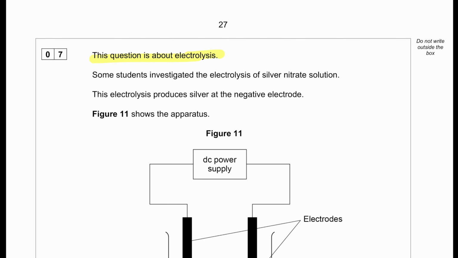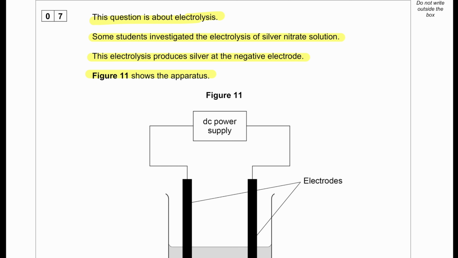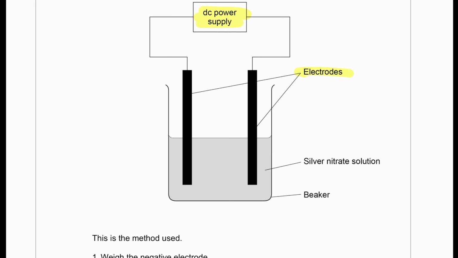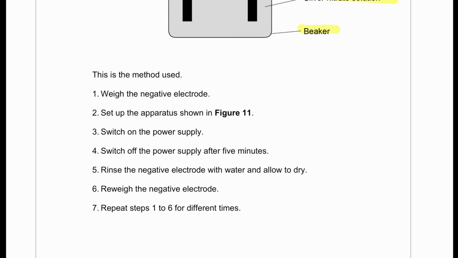This question is about electrolysis. A student investigated the electrolysis of silver nitrate solution. The electrolysis produces silver at the negative electrode. Figure 11 shows the apparatus. We can see the DC power supply, electrodes, silver nitrate solution, which is the electrolyte, and the beaker in which we are doing the experiment.